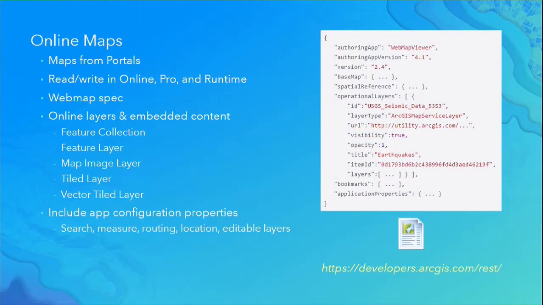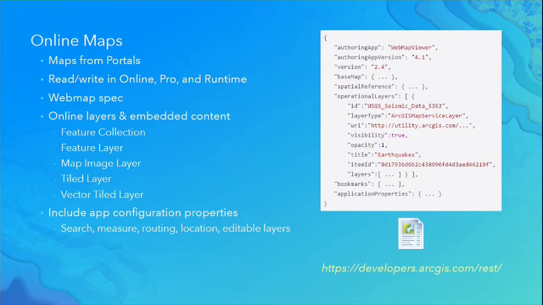So online maps are maps from ArcGIS portals. They are read and write in ArcGIS Online, ArcGIS Pro, and ArcGIS Runtime. So these online maps are essentially based on the web map spec. So we're talking about web maps that contain online layers and also embedded content. So it's essentially a JSON definition. You can see an example there on the right-hand side that contains references to online layers that might be feature layers in your portal or on your server, map image layers, tiled layers, or vector tiled layers.